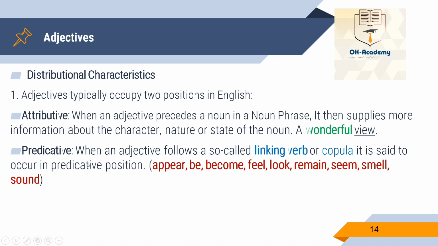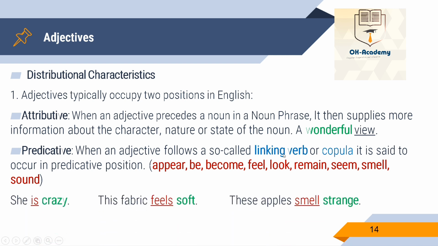And then we have predicative. When an adjective follows a so-called linking verb, or copula, it is said to occur in predicative position. The examples of linking verbs are the verb to be: is, are, was, were, will be, and all the forms of be, appear, become, feel, look, remain, seem, smell, sound. These are examples of linking verbs, like she is crazy. So the adjective can follow a linking verb. And in this case, we can say this adjective is a predicative adjective.